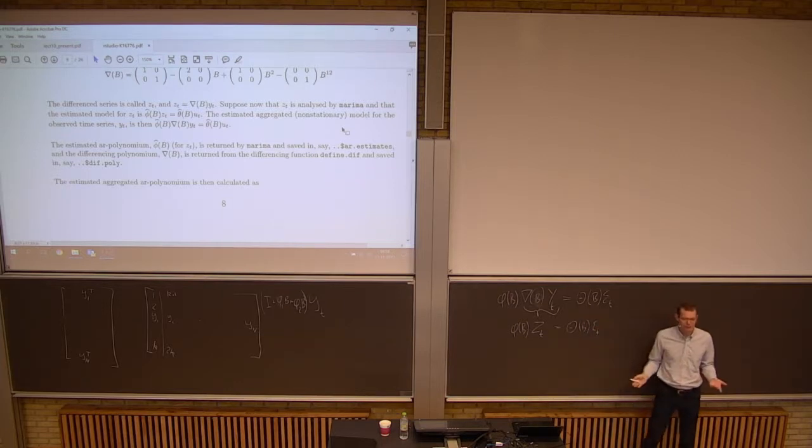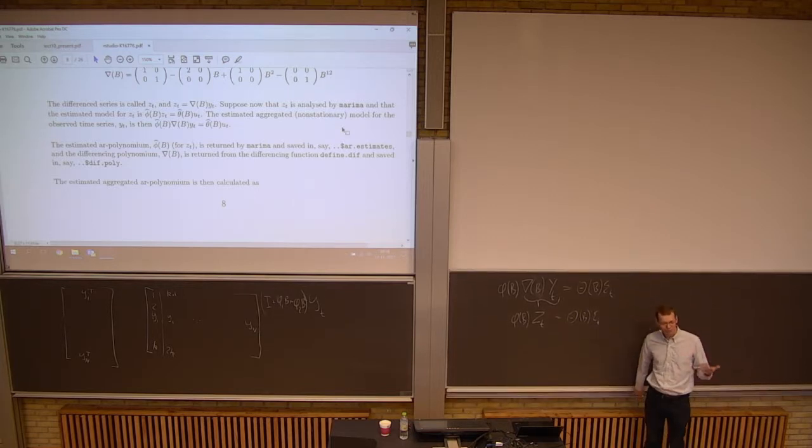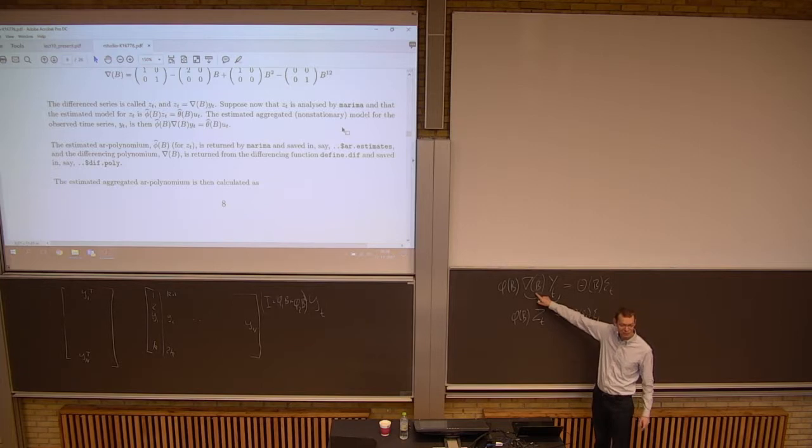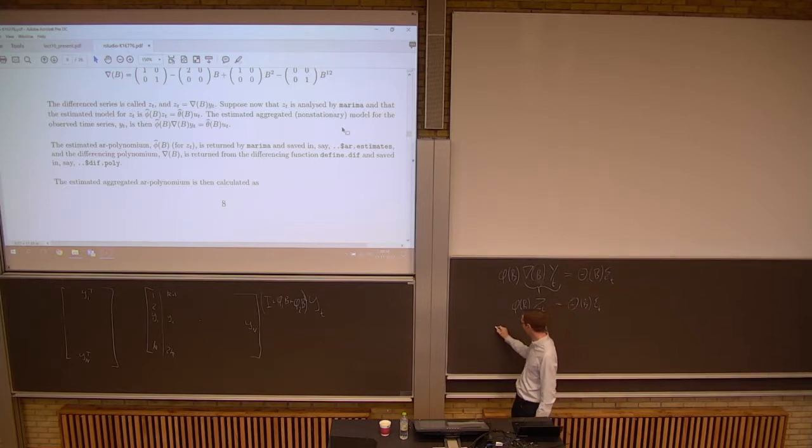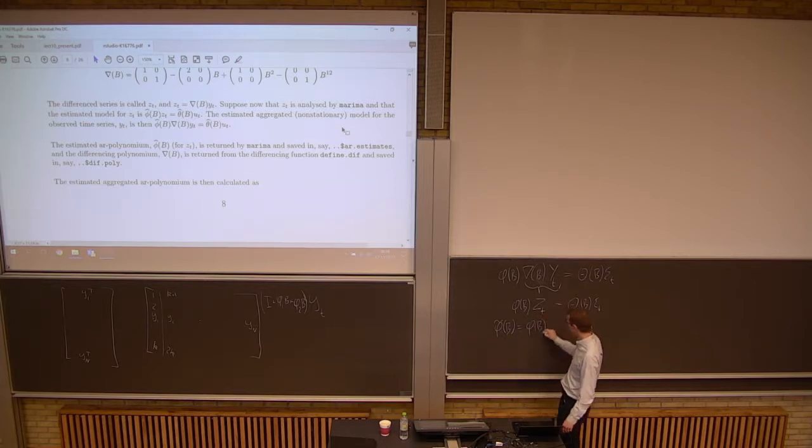So that's the AMA structure, or MAMA structure. Now, in order to predict with this, of course, you need to take this into account. But what you then do is that you have estimated this operator in your modeling, and for the predictions you make a new phi of B that is equal to your phi of B that you estimated, multiplied by your difference operator.